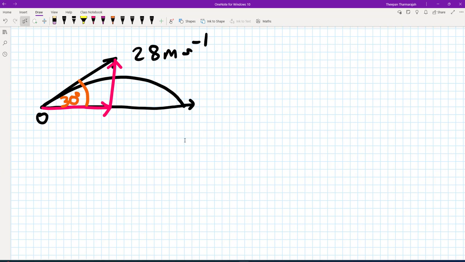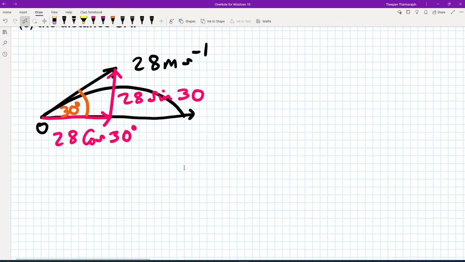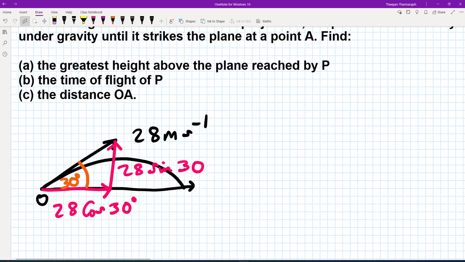And we can resolve. So it's 28 cos 30 and 28 sine 30. Remember, the vector that contains the angle is always cosine. So it's 28 cos 30 and 28 sine 30. Now, what we want to do is to work out the greatest height reached by P above the plane.